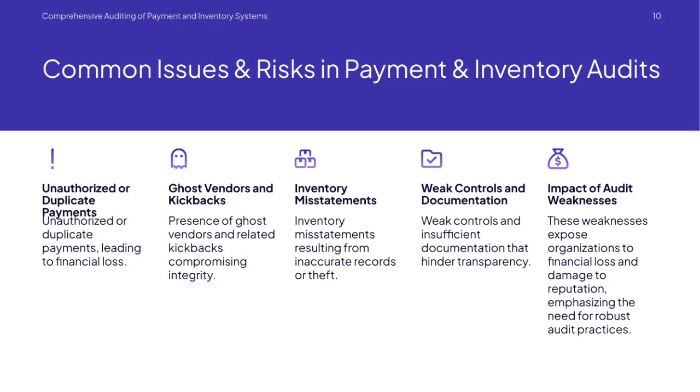When we look at common issues and risks in payment and inventory audits, several key challenges stand out. First, unauthorized or duplicate payments can occur, which directly lead to financial losses for the organization. This usually happens when there are gaps in controls or errors in processing. Then, we have the issue of ghost vendors and kickbacks. Ghost vendors are fake suppliers set up to siphon off funds, often linked with illicit kickbacks, seriously compromising the organization's integrity.